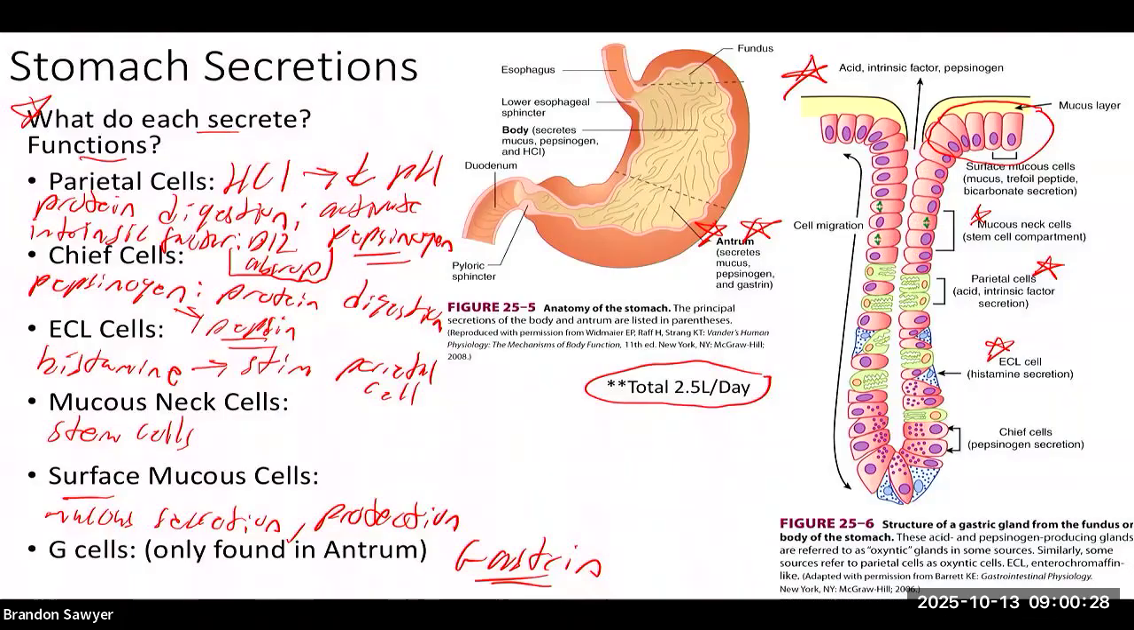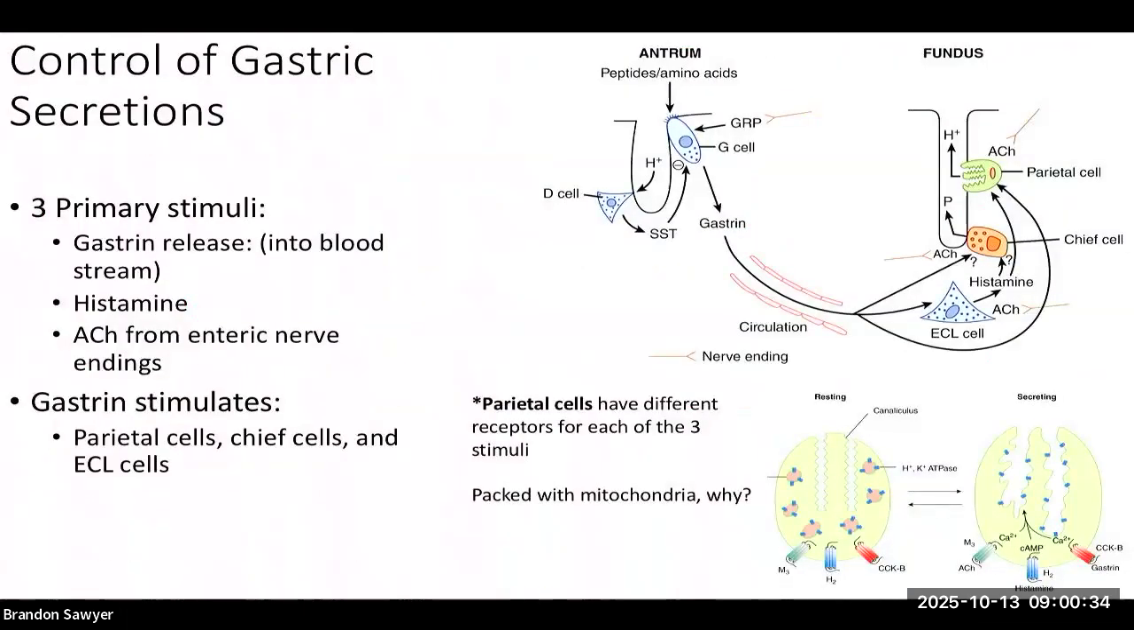Okay, other questions on that? Okay, so a little bit of the control of this. We talked about all these different things secreted, and a couple of stimuli, but let's talk about the full picture of stimuli of these gastric secretions.